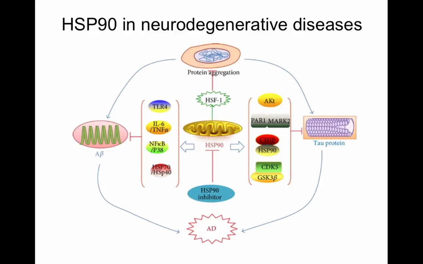Hsp90 is in the middle of this diagram, and the two columns on either side show possible chaperones and complexes that could be recruited by HSF1 to combat aggregation of tau and amyloid beta.